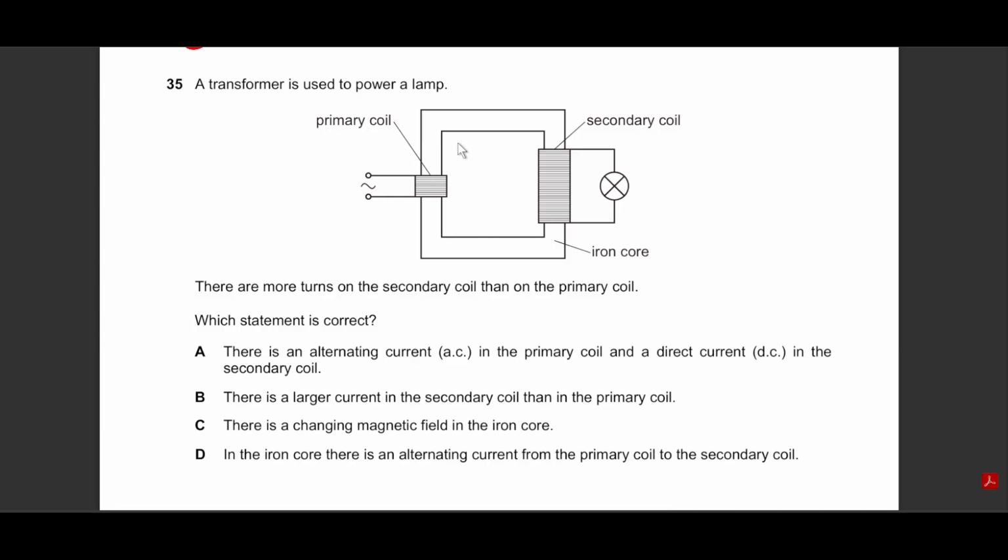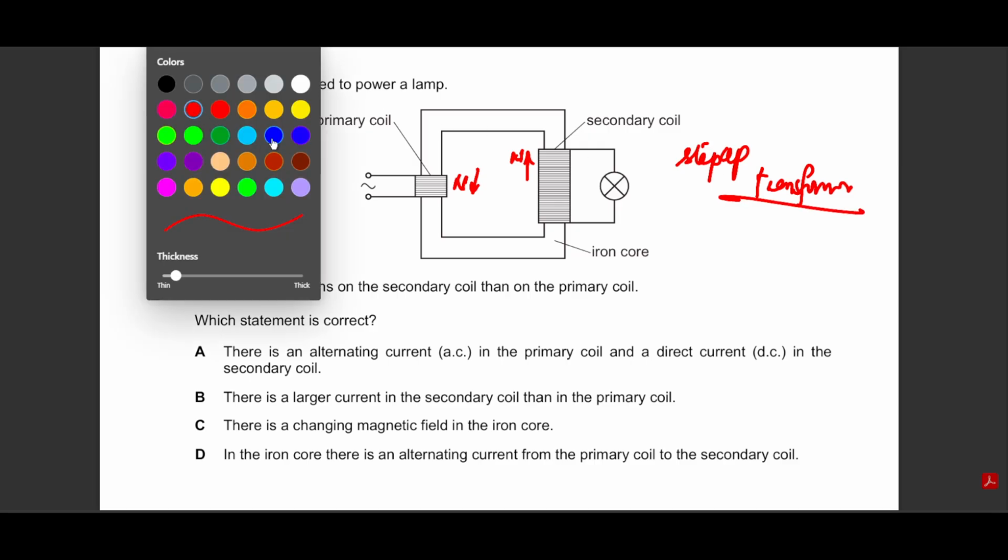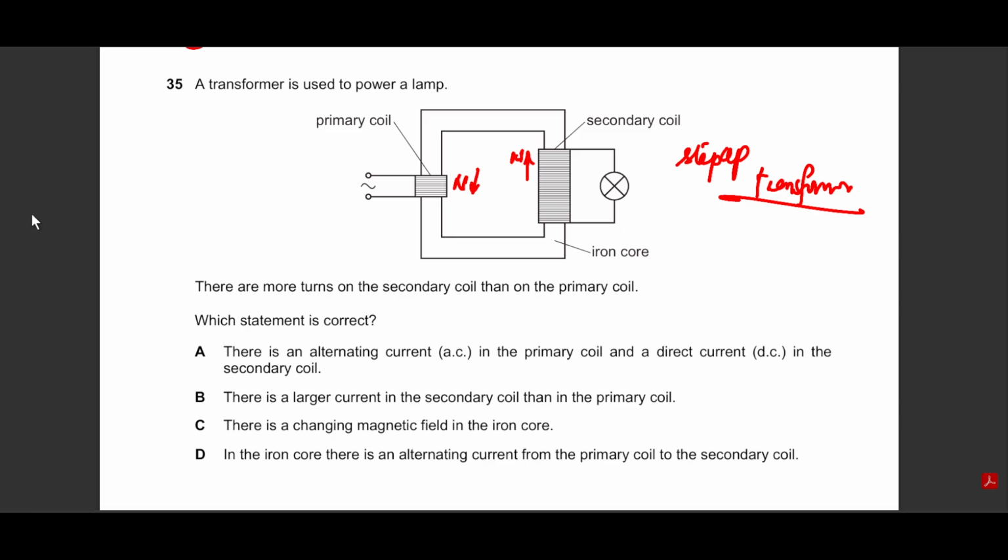35 is about a transformer. Just by visual inspection, I can see that the number of turns in the primary coil are less, number of secondary turns are high. This will be a step-up transformer. Even if the information is not required in the question, it's my job to access the right part of information from my brain. There are more number of turns, yes, I've seen that.